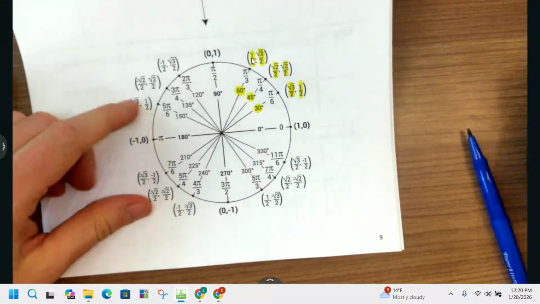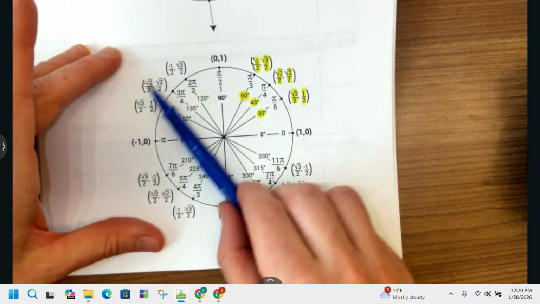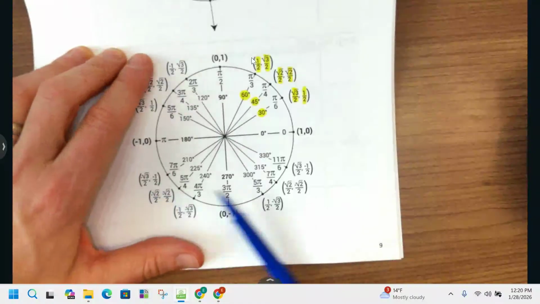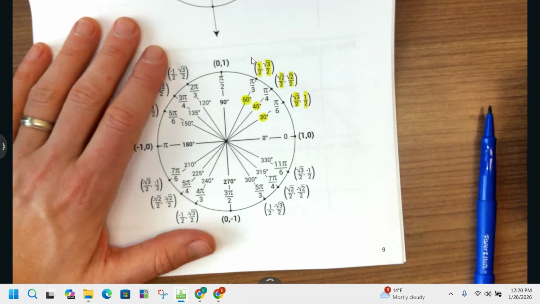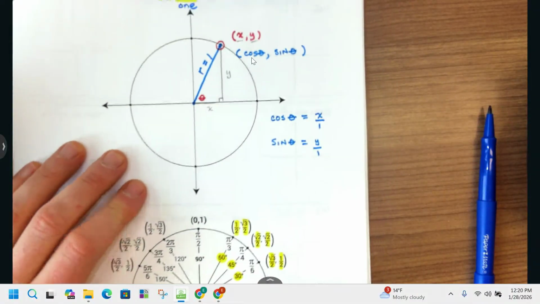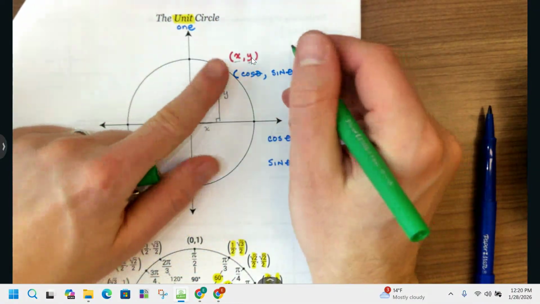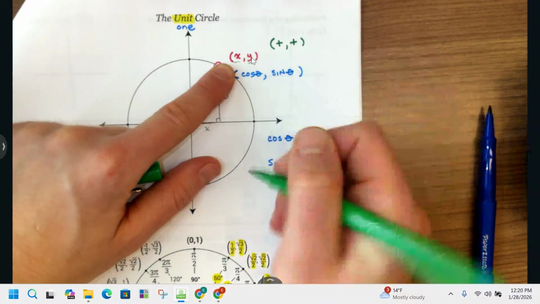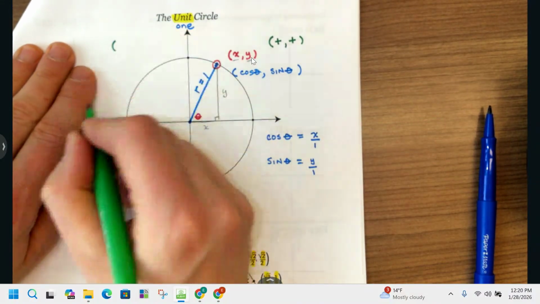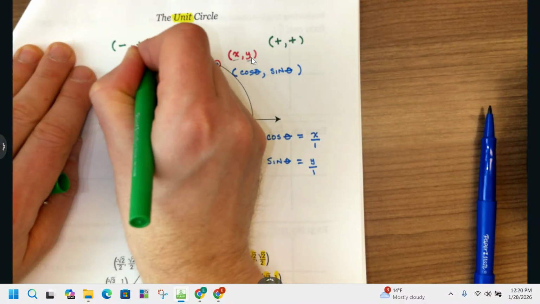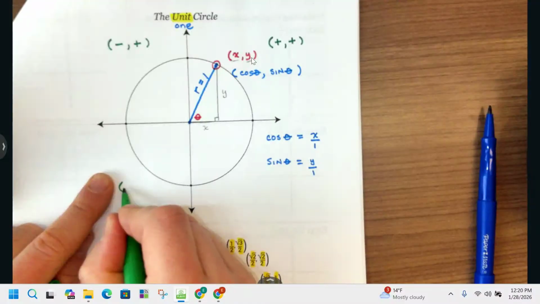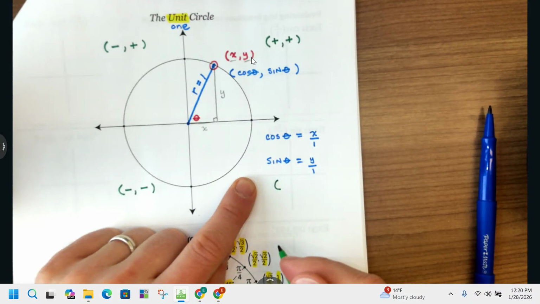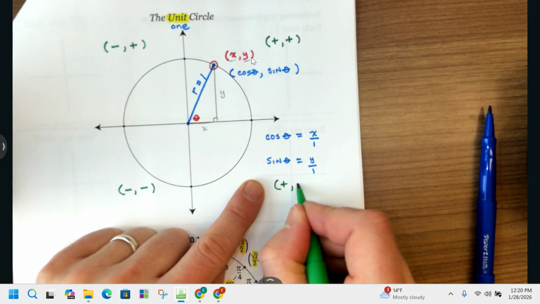Last thing that you want to notice is that in this quadrant right here, we have some negative values, and in this quadrant, we have all negative values, and in this quadrant, we have some negative values again. So let's just remind ourselves that when you are in quadrant number 1 right here, X and Y are both positive, but in quadrant number 2, X is negative. In quadrant number 3, both X and Y values of points are negative. And in quadrant number 4, the X value is positive, but the Y is negative.